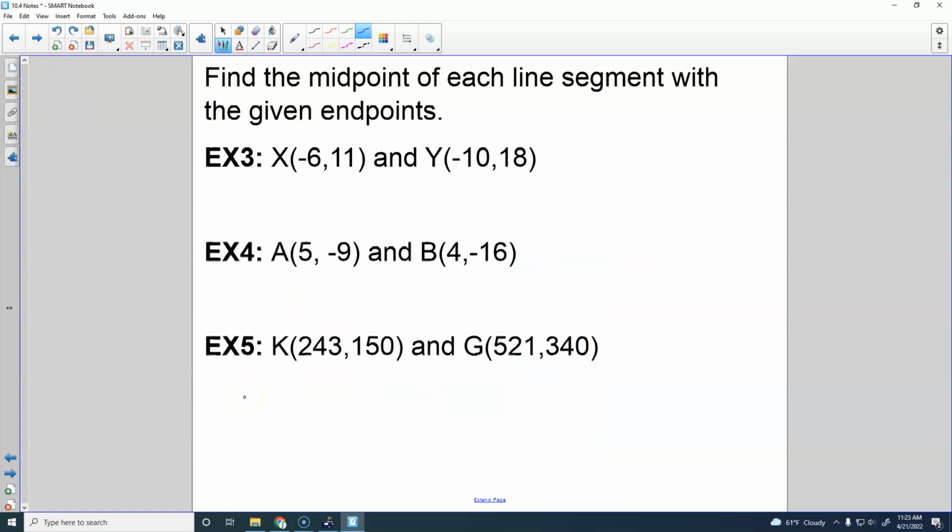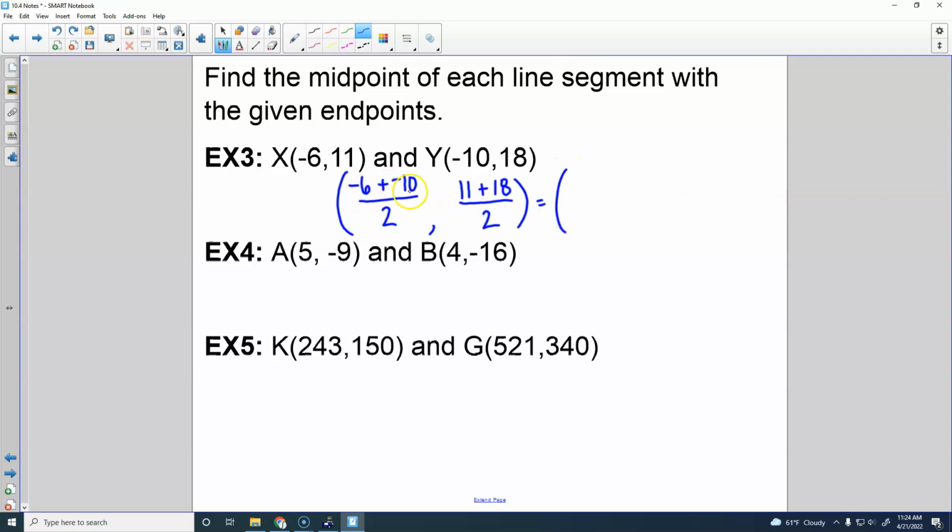All right. Find the midpoint of each line segment with the given endpoints. So if I want to find the midpoint here for number 3, I'm going to average my x's. So I'm going to take x1, which is negative 6. I'm going to add the 10, so negative 10. I'm going to divide by 2. For the y's, I will do the same thing. 11 plus 18 divided by 2.